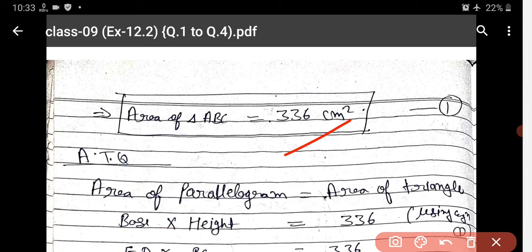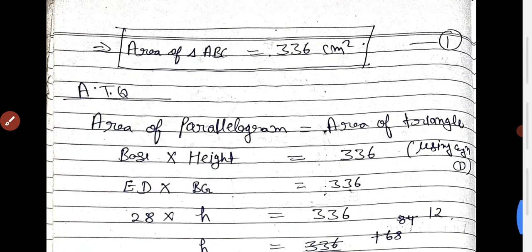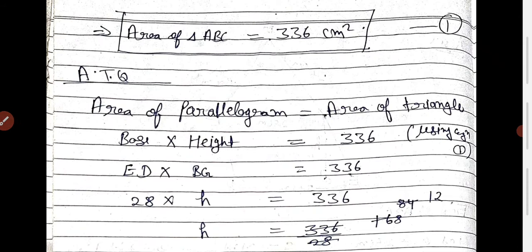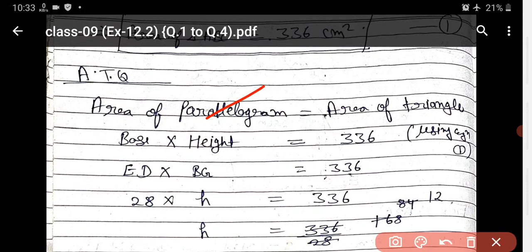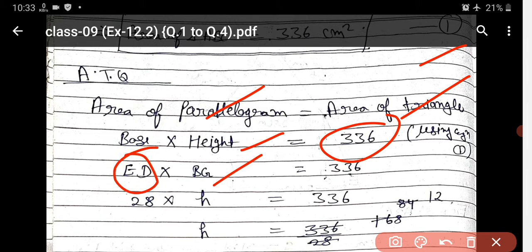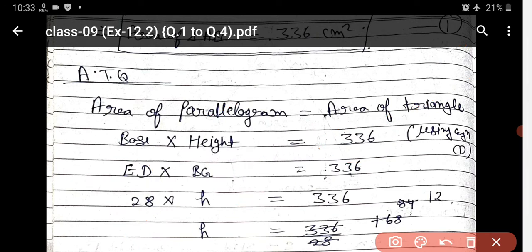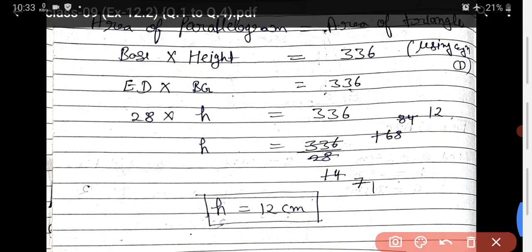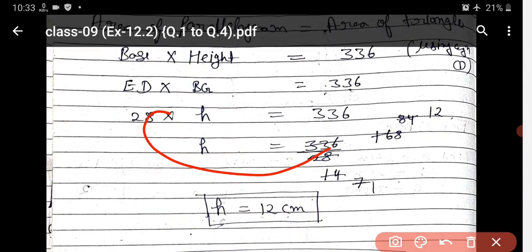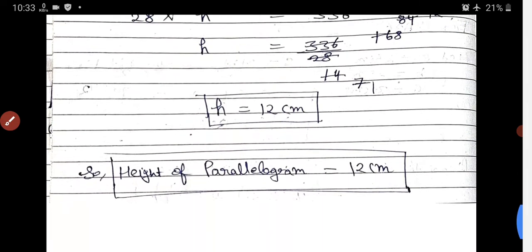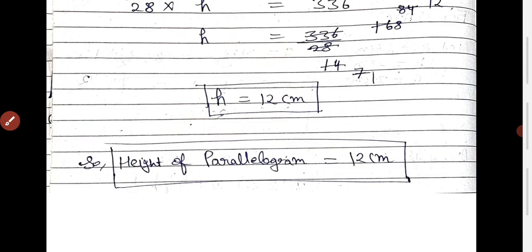centimeter square. Now according to the question it is given that area of the parallelogram is equal to area of the triangle. It is given that both areas are equal. So area of parallelogram is equal to area of the triangle. Area of the parallelogram is base into height and the area of the triangle you have already found from equation number one. Now base is ED, height you don't know, it is BG. What is the base here? 28, because they have the same base 28, and height you have to write h. So when you find the value of h, this 28 comes to this side in division. When you divide 336 by 28 you will get here 12. So what is the height? Height is 12 centimeters. So you have to write here height of the parallelogram is equal to 12 centimeter.